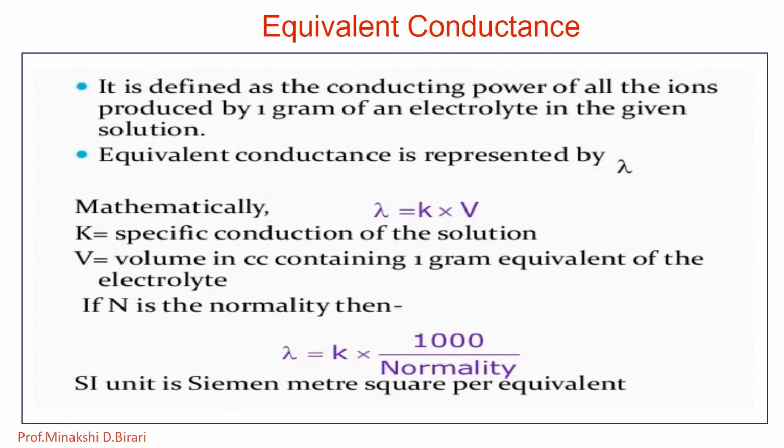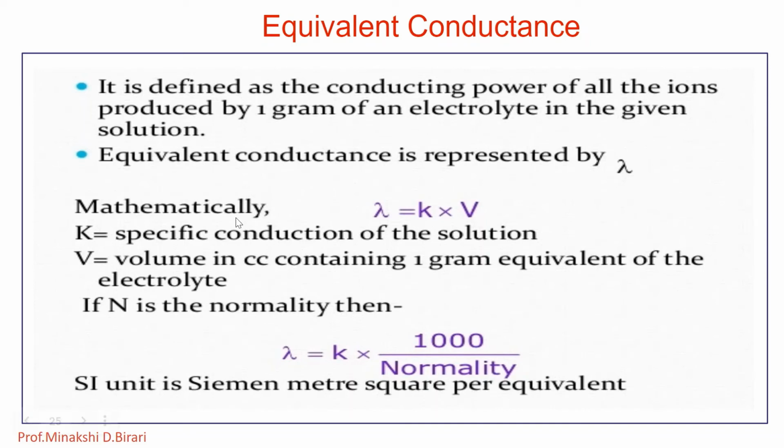It is observed that the conductance of a solution of different electrolytes vary with their concentration. To compare the conductance of different electrolytes, it is convenient to define a quantity called equivalent conductance. What is equivalent conductance? It is the conductance due to all ions produced by 1 gram equivalent of an electrolyte in a given solution, and it is denoted by lambda.